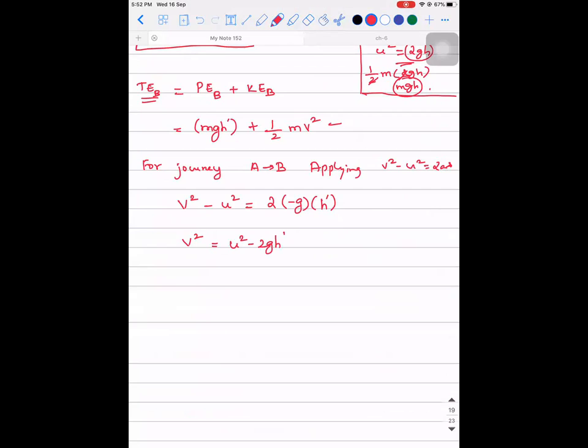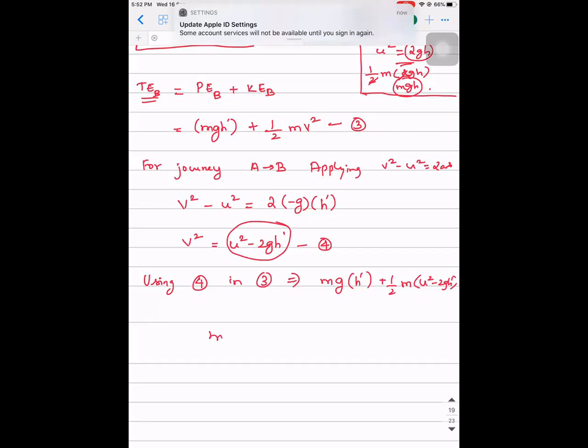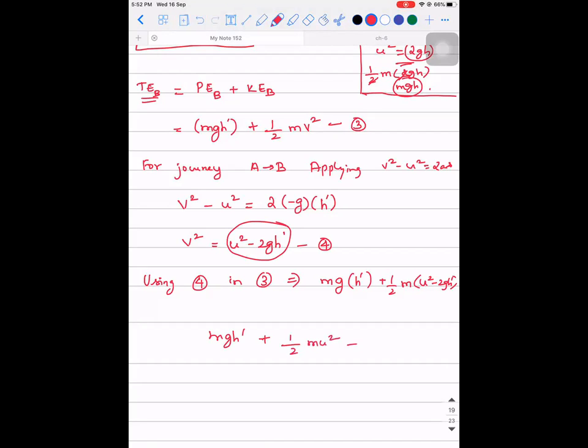So let me call this equation number 3, and let me call this equation number 4. So using 4 in 3, what do we get? mg into h dash, I'm leaving h dash as it is, plus half m into, in the place of v square, can I substitute this? So when I expand it, what do I get? mg h dash plus half mu square minus mg h dash.